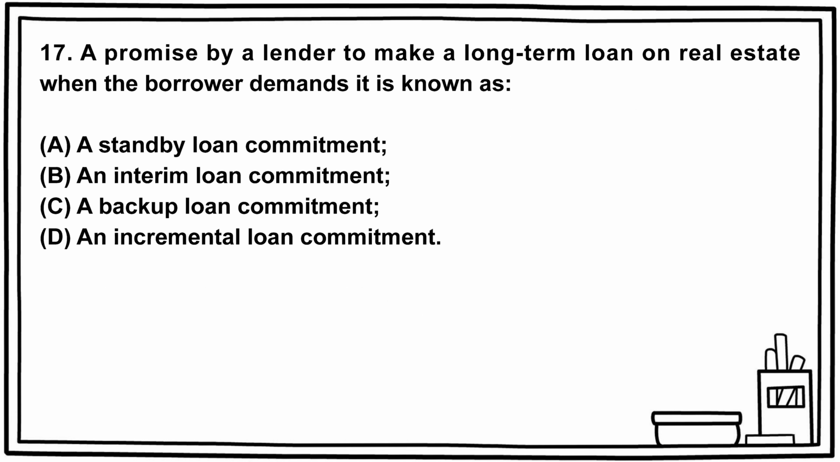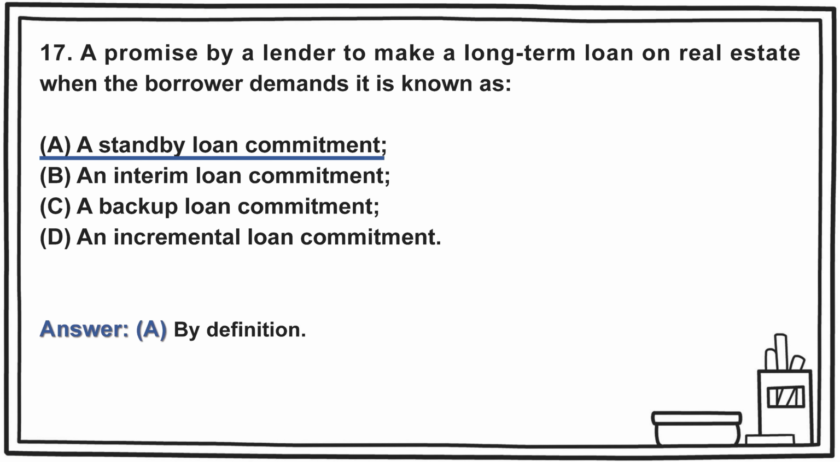A promise by a lender to make a long-term loan on real estate when the borrower demands it is known as A. A standby loan commitment. B. An interim loan commitment. C. A backup loan commitment. D. An incremental loan commitment. Answer, A. By definition.